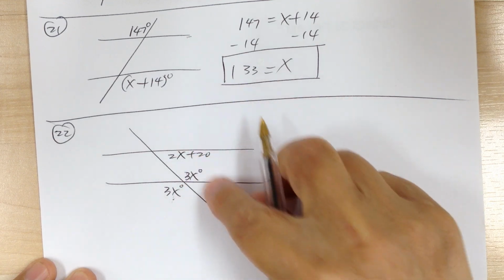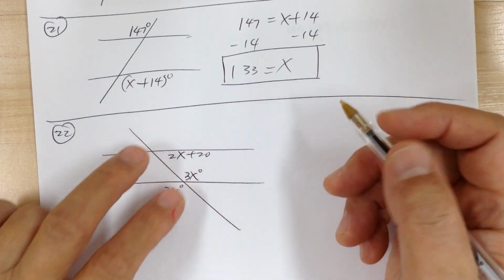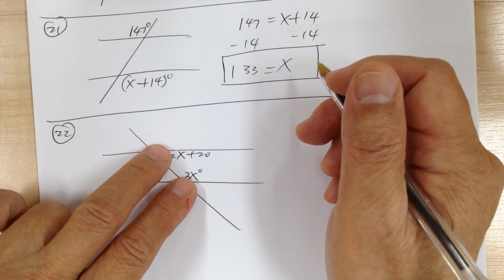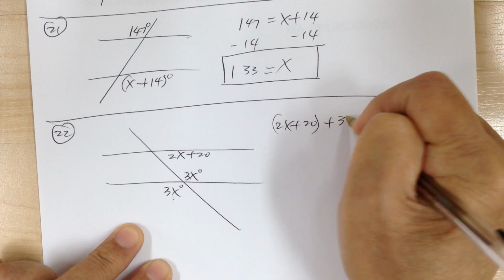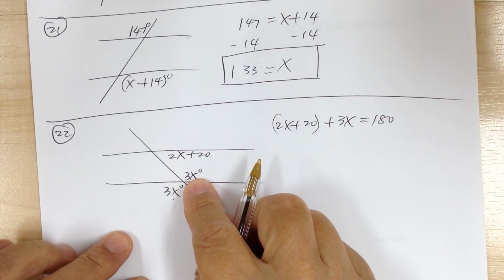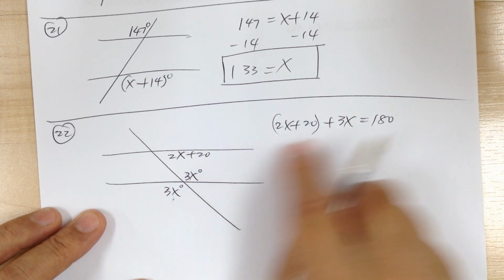Then this becomes consecutive angles. So that's going to set it: this will equal 180. So 2x plus 20 plus 3x equals 180. This becomes the consecutive angles. Okay, so these are consecutive interior angles, so they're equal to 180.